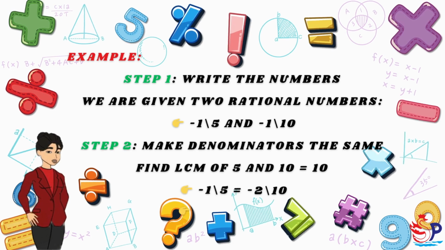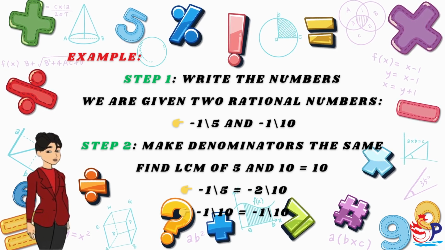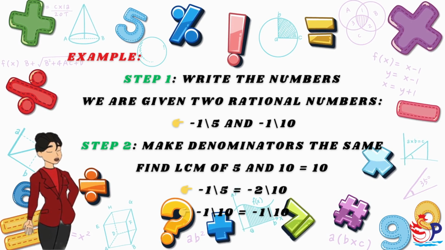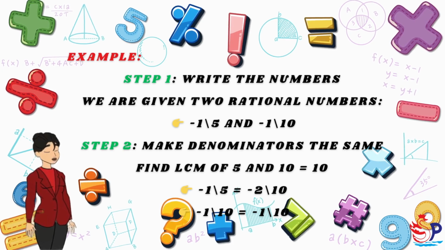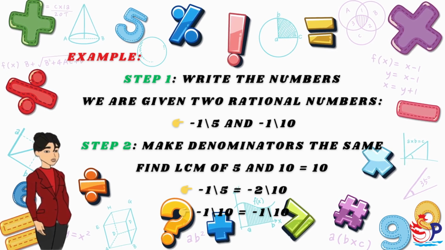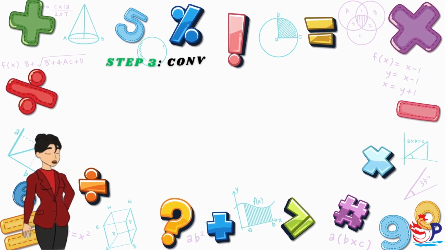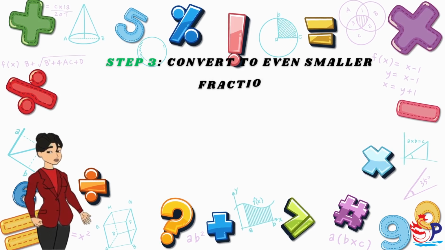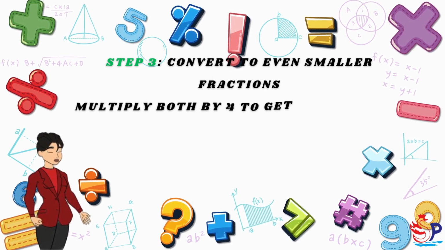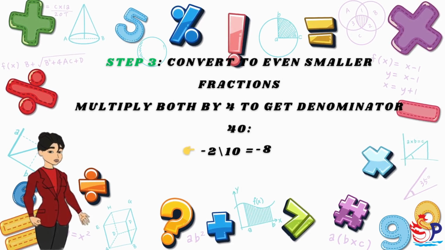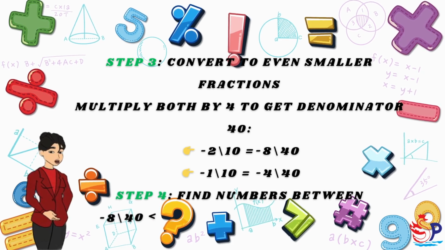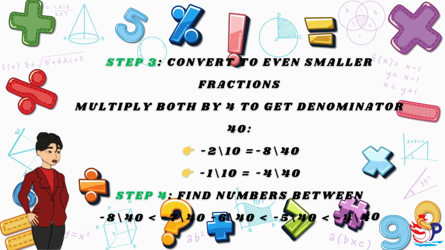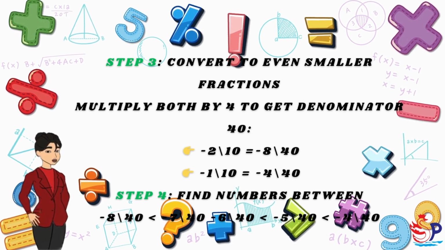Step 2. Make denominators the same. Find the LCM of 5 and 10, which is equal to 10. Minus 1 by 5 is minus 2 by 10, and minus 1 by 10 is equal to minus 1 by 10. Step 3. Convert to even smaller fractions. Multiply both by 4 to get denominator 40. Minus 2 by 10 is equal to minus 8 by 40. Minus 1 by 10 is equal to minus 4 by 40.